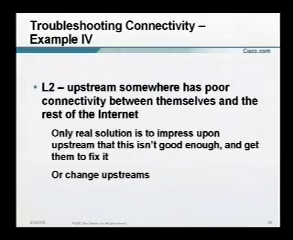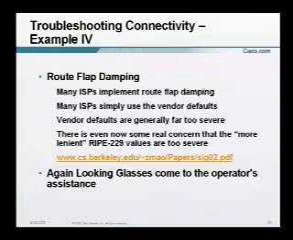It can cause situations that may appear transient. They could be causing problems for an hour or so, and then they disappear altogether, and you're not quite sure what's going on. As I say, many ISPs will actually implement route flap damping. Many ISPs use the vendor defaults. I'm of the opinion that vendor defaults are far too severe.